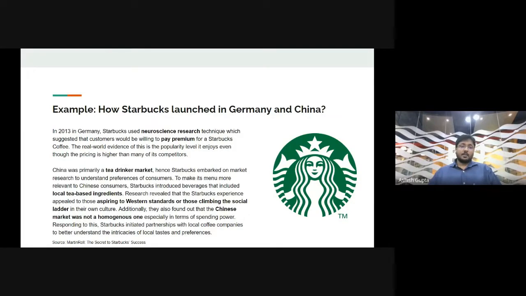And Starbucks really capitalized on this opportunity really well. In China, when Starbucks launched, they realized that China was a particularly tea market. So they introduced beverages that include local tea-based ingredients. They also initiated partnerships with local coffee companies to better understand local tastes and preferences, because China as a market was very different compared to the other markets it launched into. So they really tailored the strategy depending on which market they were entering, and how to target the consumers.